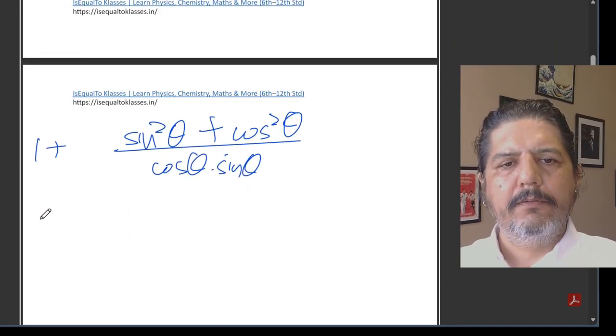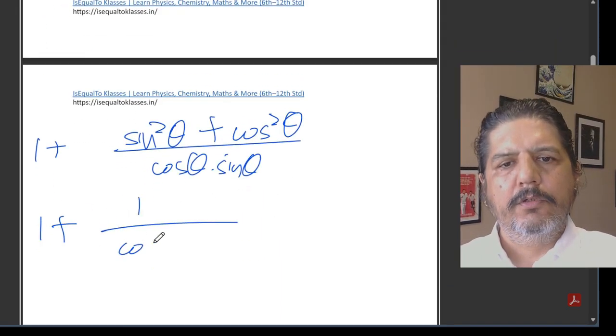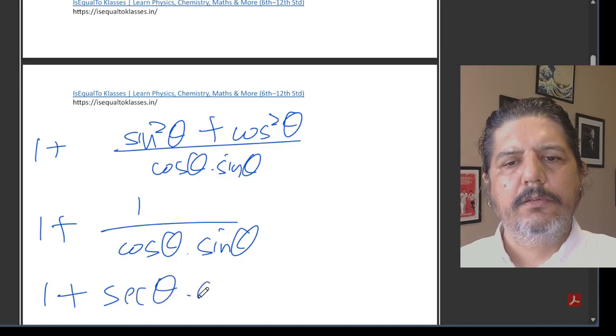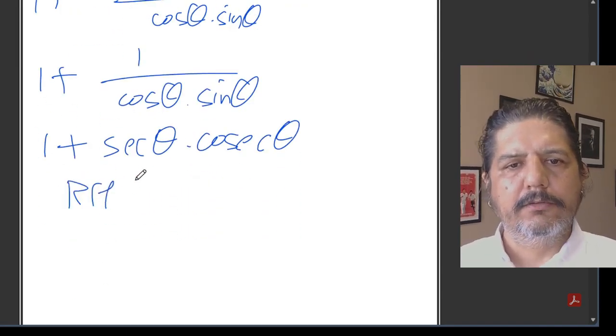So what we have arrived at is sin²θ plus cos²θ is 1. So this is cos theta sin theta. This would be equal to 1 upon secant theta cosecant theta, and this is equal to the right answer.